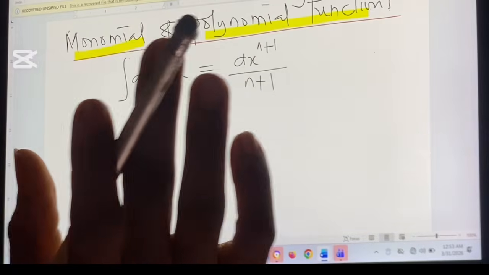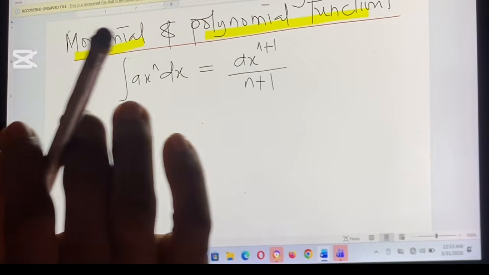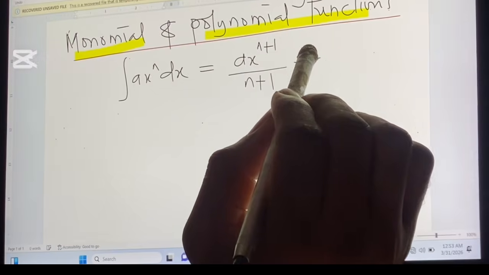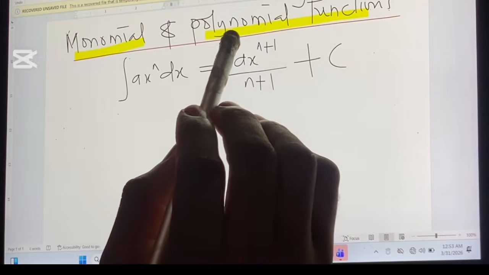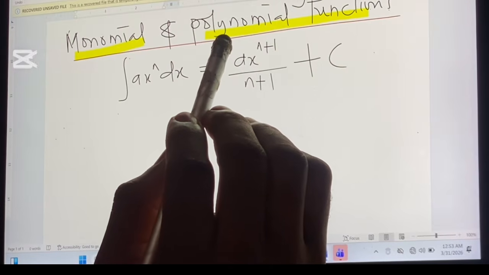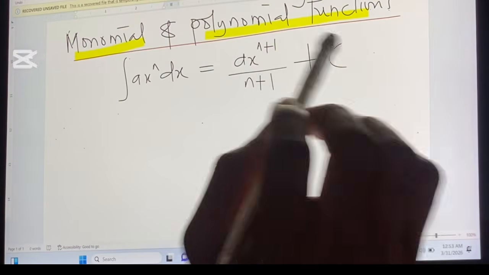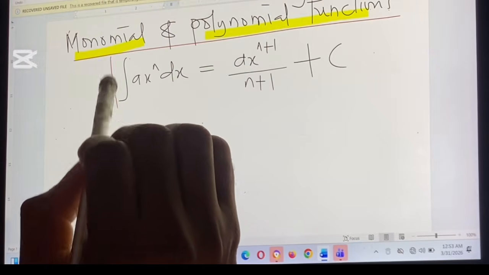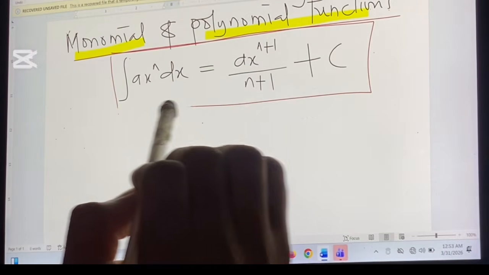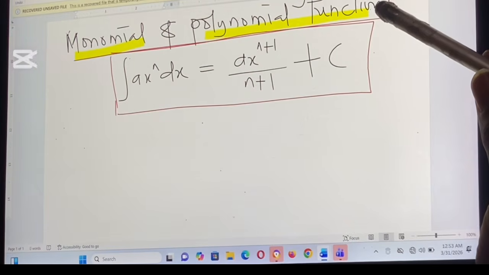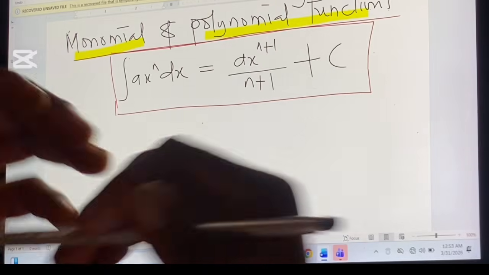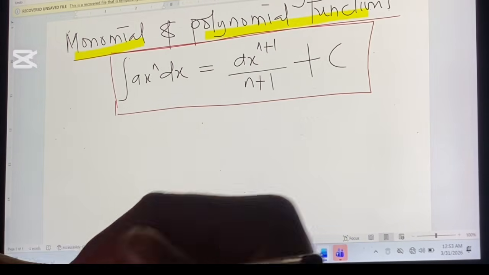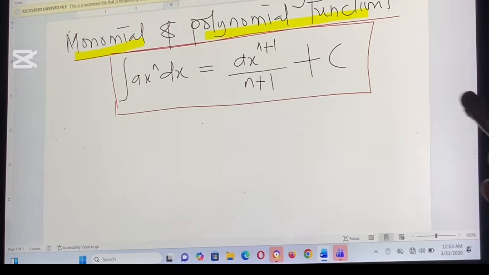So at the end of integration of an indefinite integral, we add a constant, which is plus c. Please take note. So whenever you integrate a monomial function, at the end of it, you add c. So this is the pattern we use to integrate monomial functions. A polynomial function is a combination of 2 or more monomial functions. So to integrate that, we integrate it one by one. Let's take a question here to understand this properly.